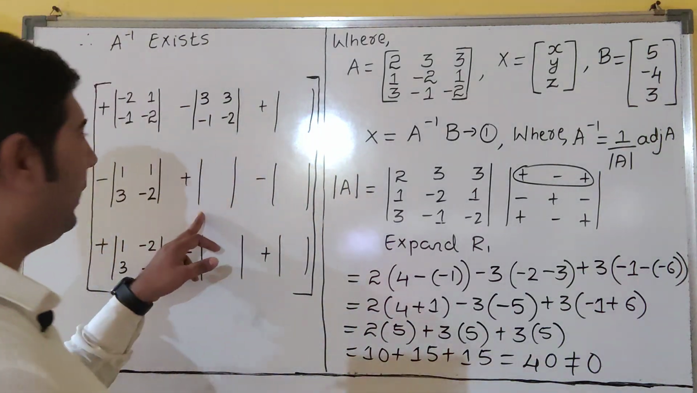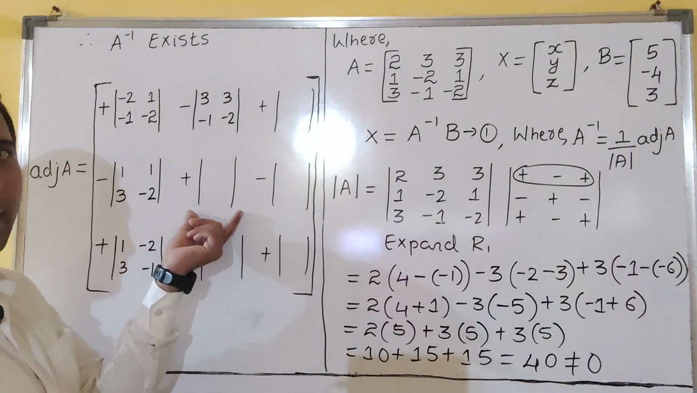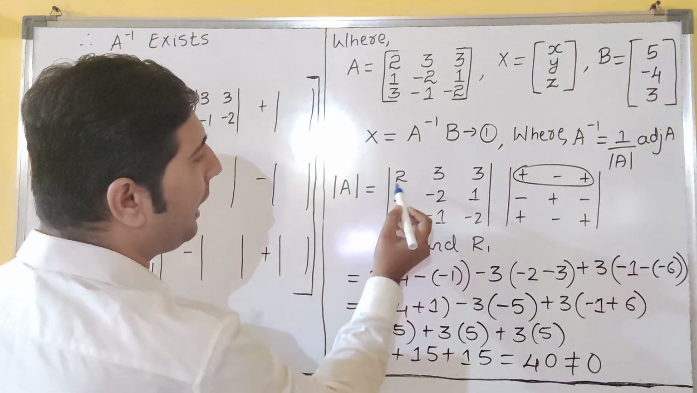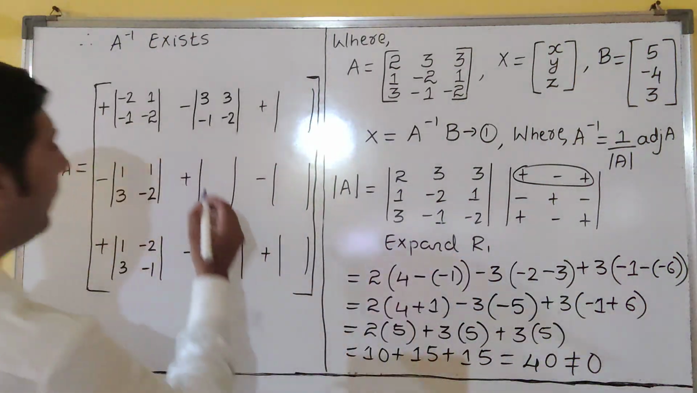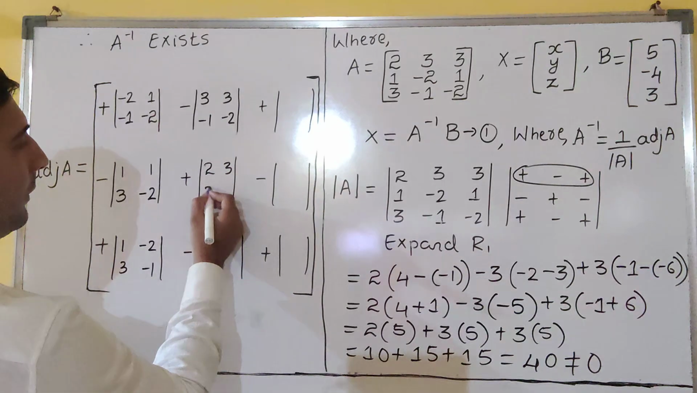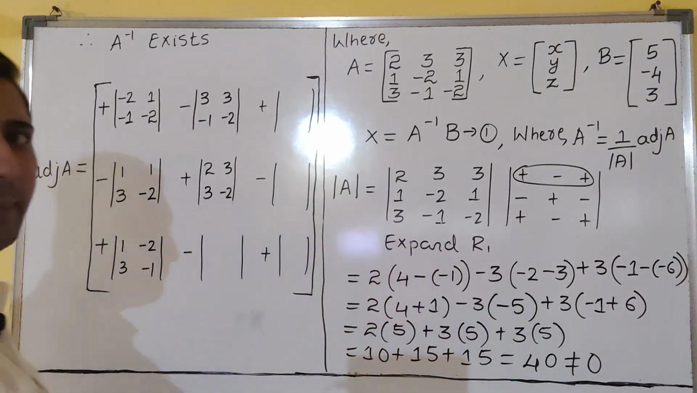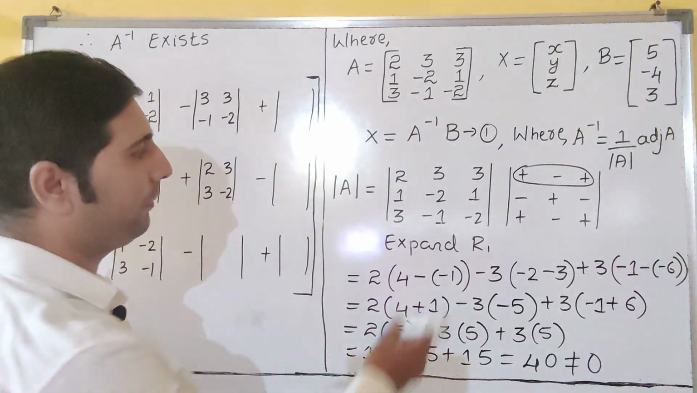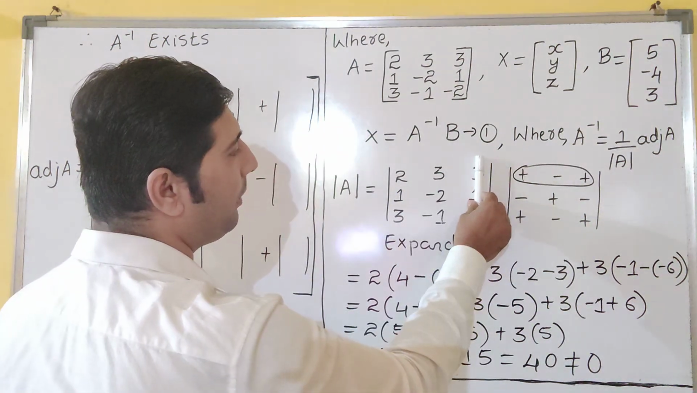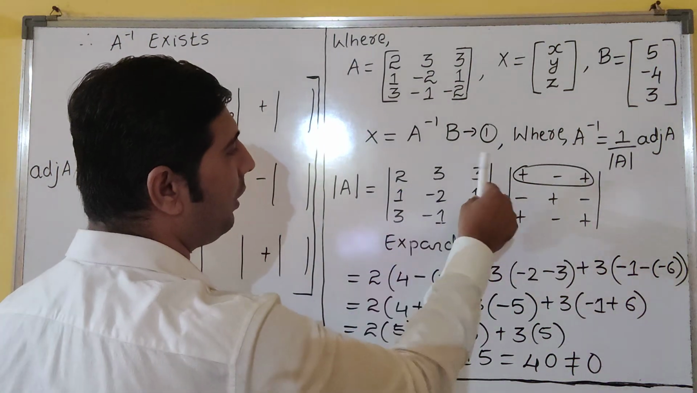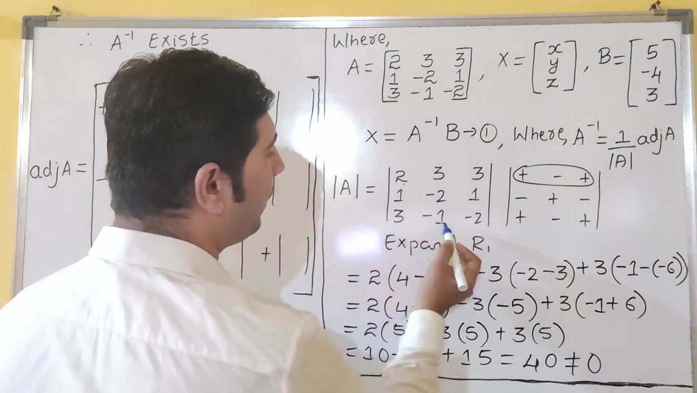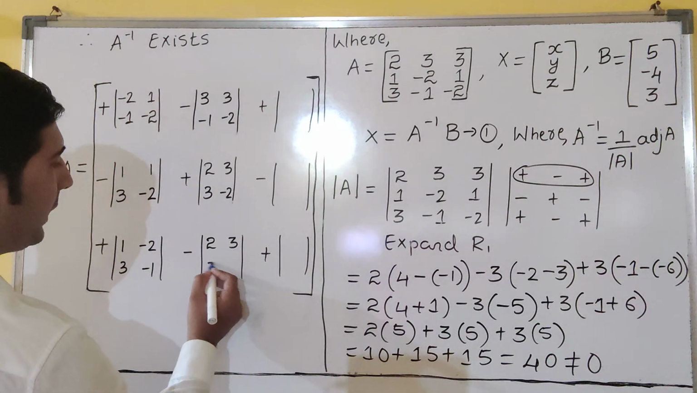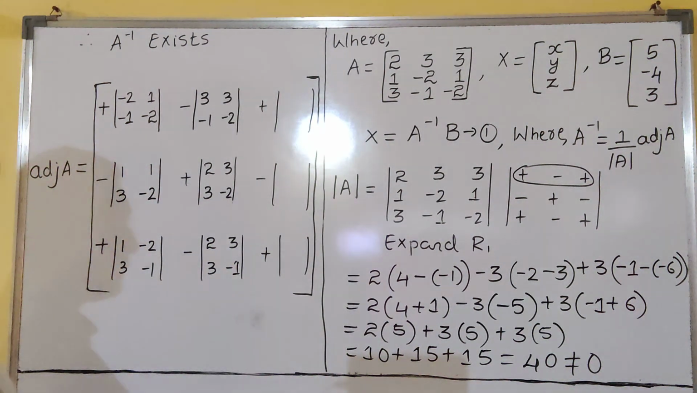Fine. So now see here, A22. A22 means what? You have to leave second row, second column. So you are left with what? 2, 3, 3 minus 2, dear students. Clear everyone? So next up, A23 now. Second row you leave, third column you leave. You are left with 2, 3, 3 minus 1, dear students. I hope everyone it is clear.